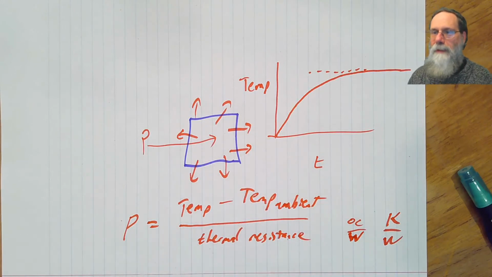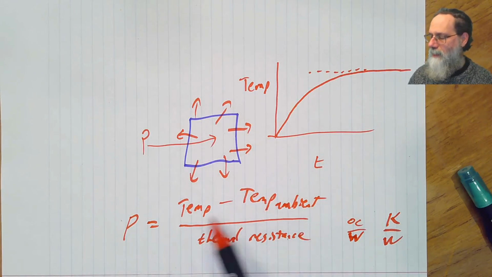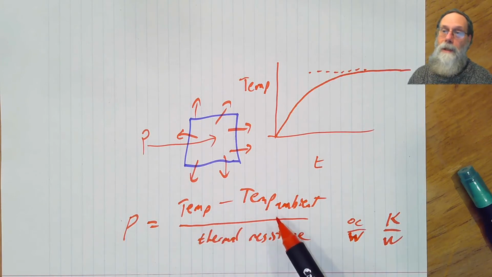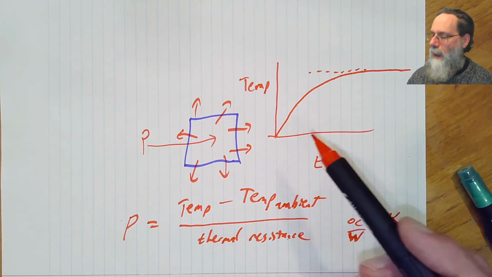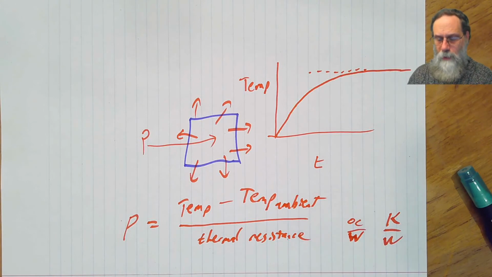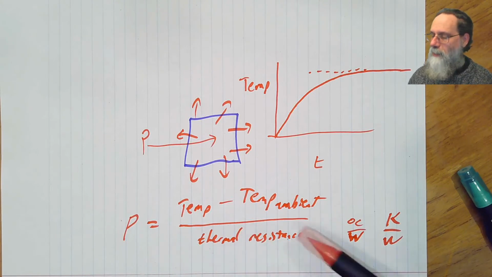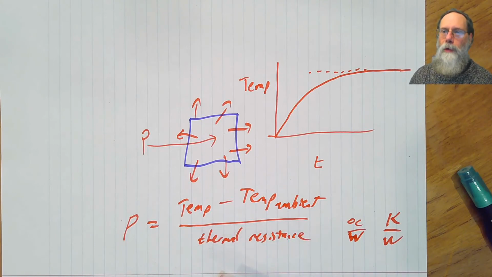So the heat coming from the device is the difference in temperature divided by the thermal resistance between the device and whatever the ambient sink is for that heat. And that pretty much is independent of what mechanism is doing it. We summarize all the different mechanisms here into one thermal resistance.